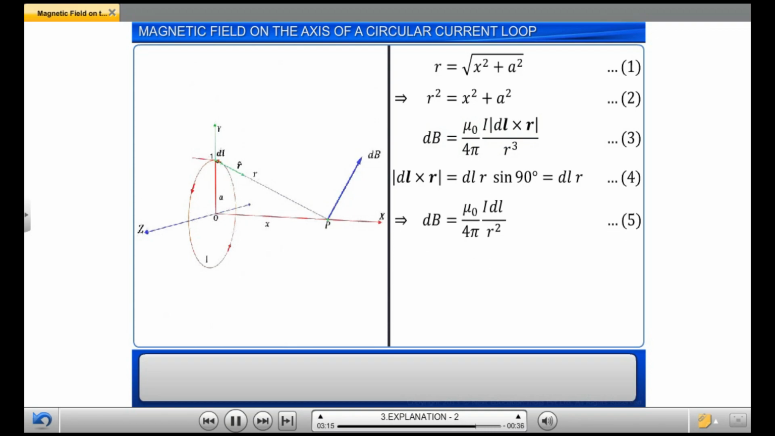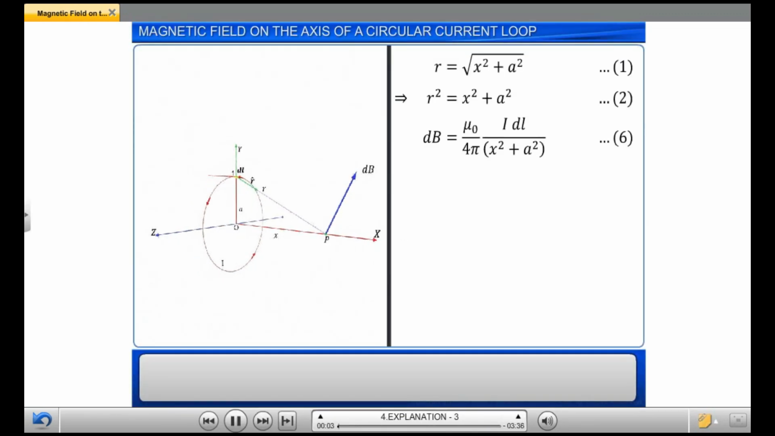We had already established that r square is equal to x square plus a square. On substituting this value in the expression for magnetic induction, we get the magnetic field at point P due to the small element dl of the current-carrying circular loop as dB is equal to mu naught by 4 pi into I dl by x square plus a square. Let this be equation 6.